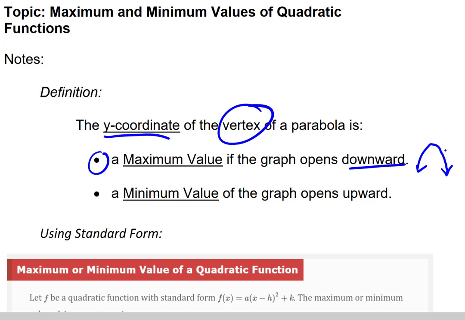And recall from graphing these that the vertex in this case would be at the top of the graph, which is why we would call the y-coordinate of it a maximum value. It's the highest point on the graph. Similarly, a minimum value of a graph is the y-coordinate when the parabola opens upward. So again, recall a graph of a parabola opening upward would have a vertex at the bottom of it. Therefore, the y-coordinate of that would be the smallest or minimum value of that function.